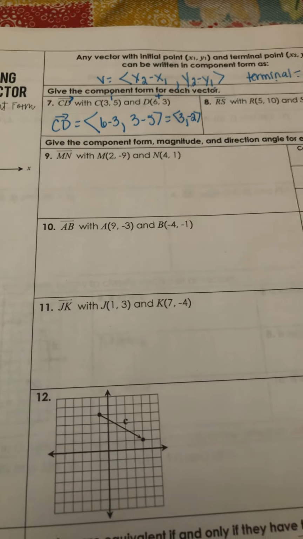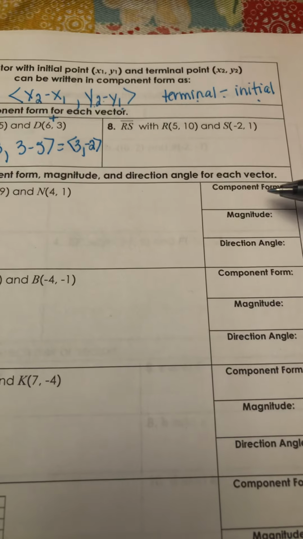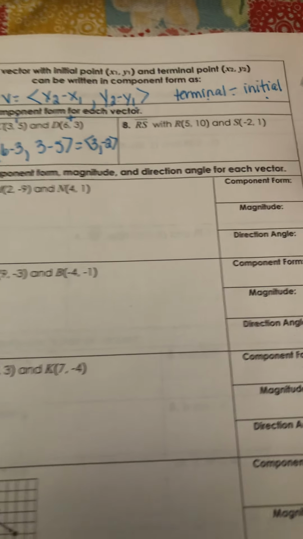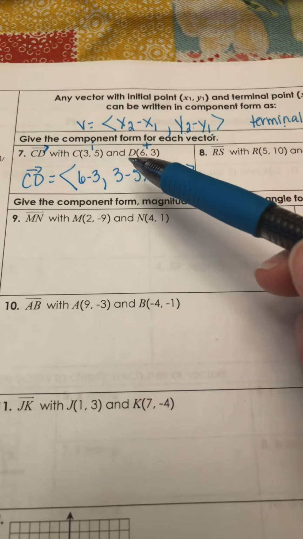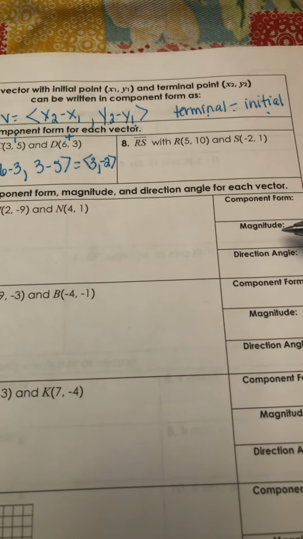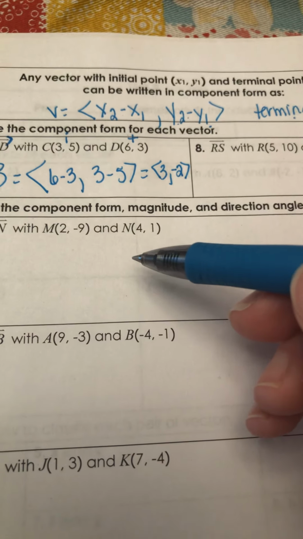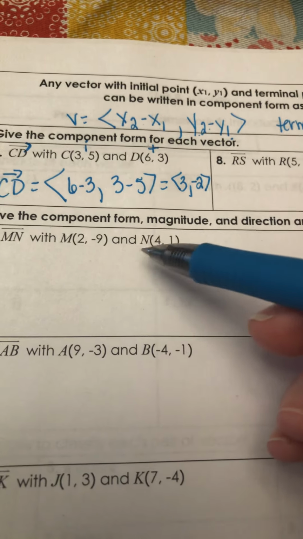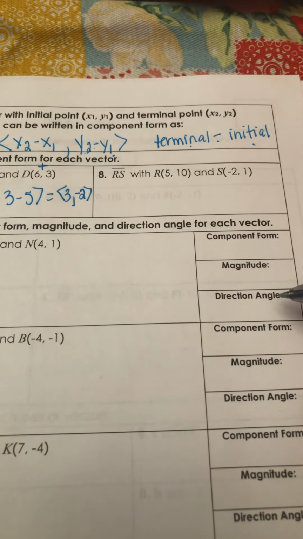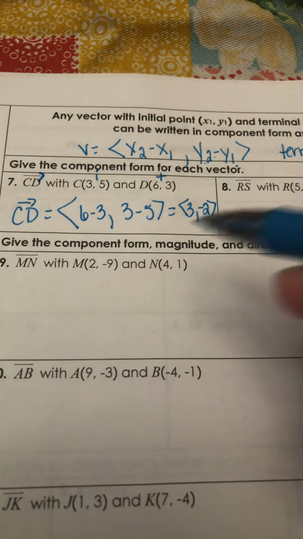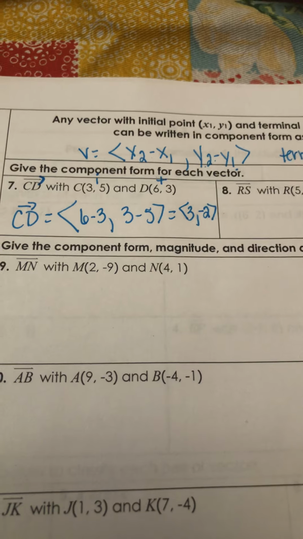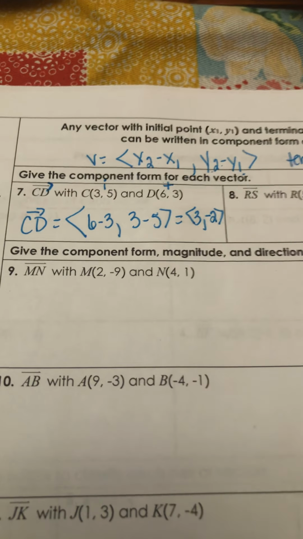Now for 9, 10, 11, and 12, you're asked to find the component form, the magnitude, and the direction angle. So you're going to do the component form first. Remember, it has to be terminal minus initial. Then you're going to do the magnitude. You can no longer do the square root of a squared plus b squared because now we have two points. You have to go back to the distance formula. And the direction angle is still going to be b over a from your component form. Use the rules that I taught you for quadrants 2, 3, and 4.